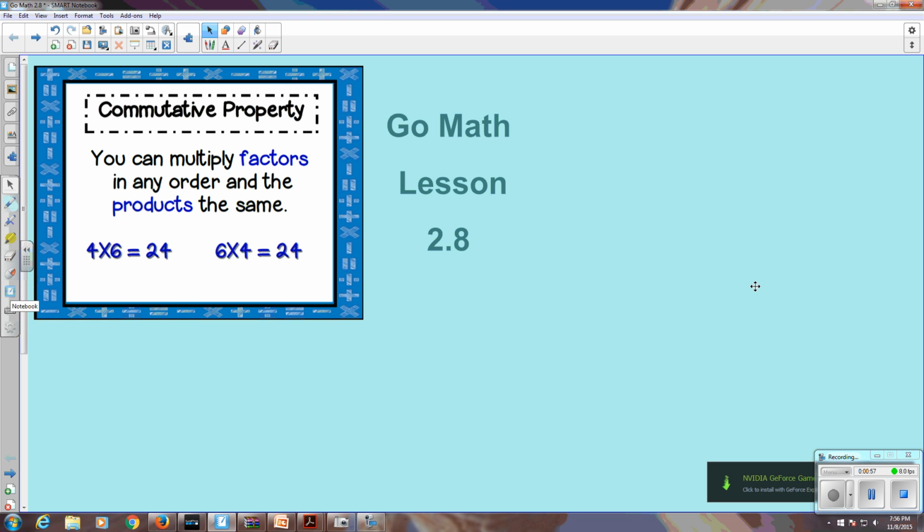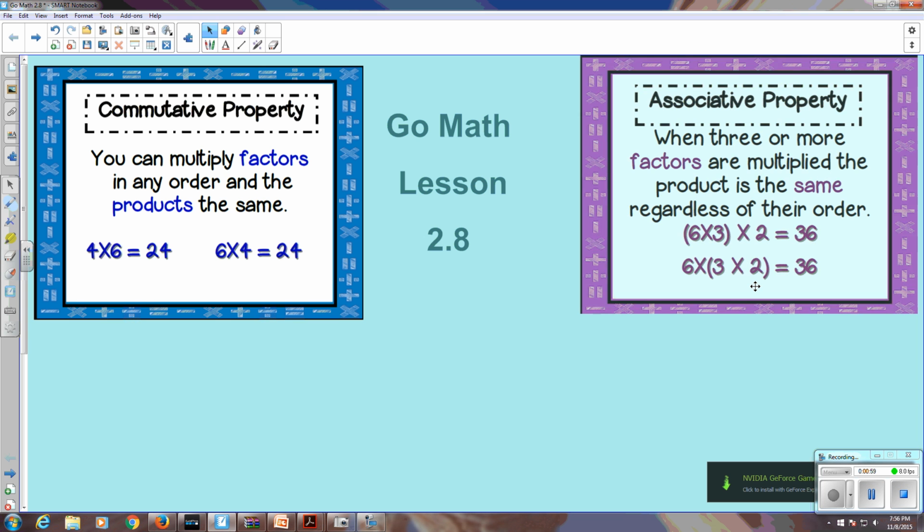The next property we're going to talk about is the associative property. Now this property comes into play when you have 3 or more factors that are multiplied together. The product will stay the same, no matter whatever order the factors are in. So here we have the same 3 factors, 6, 3, and 2. But in the first one, they're grouping the 6 and 3 together, and in the bottom, they're grouping the 3 and the 2 together. Remember, when an equation is placed inside of parentheses, it means solve me first.